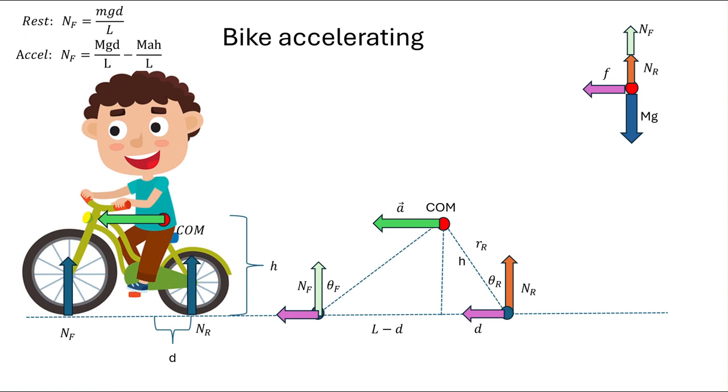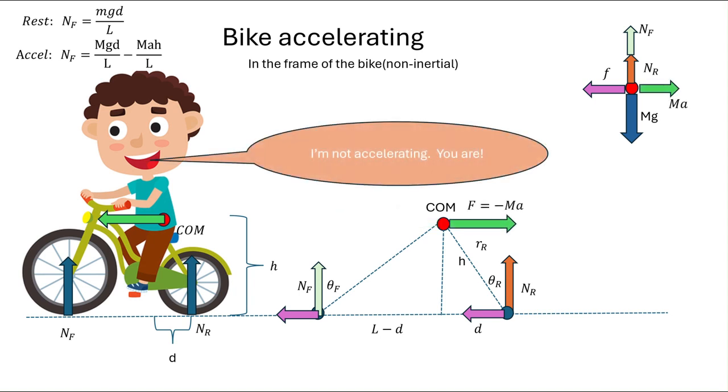I now want to give you a slightly different way of getting the same result that, I don't know, might bother some of you if you've never seen it before, but it's actually very interesting. What we're going to do is do the same problem in the frame of the bike, which is non-inertial because, remember, the bike is accelerating. So what does that mean? That means that he says, I'm not accelerating, you are.